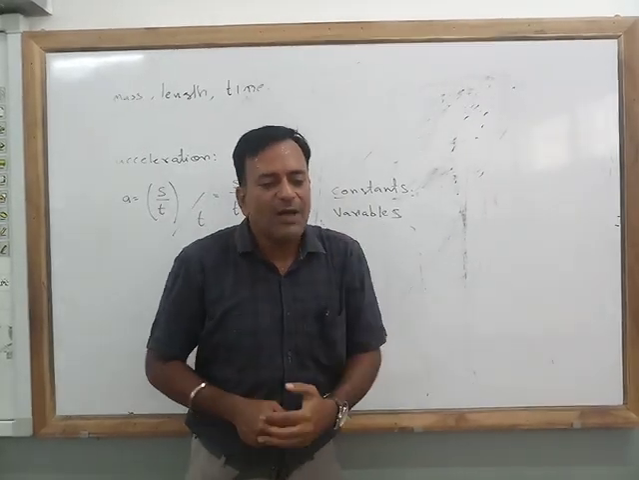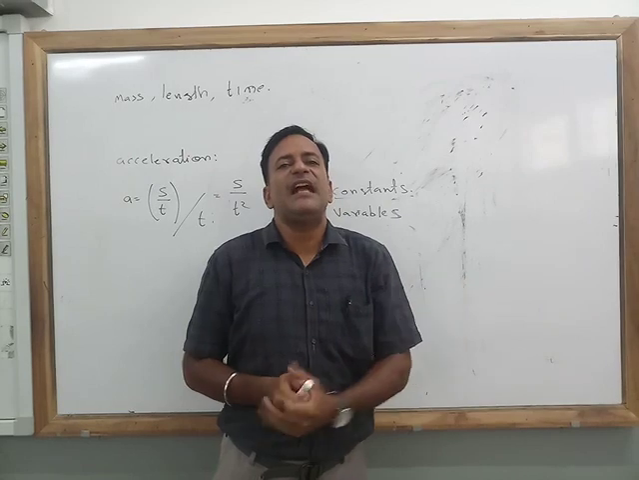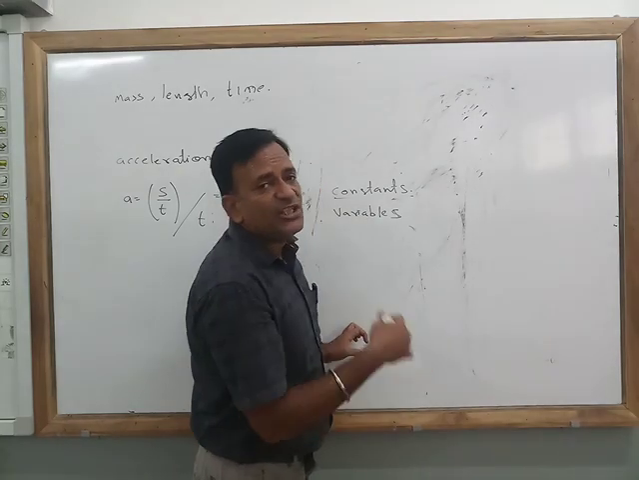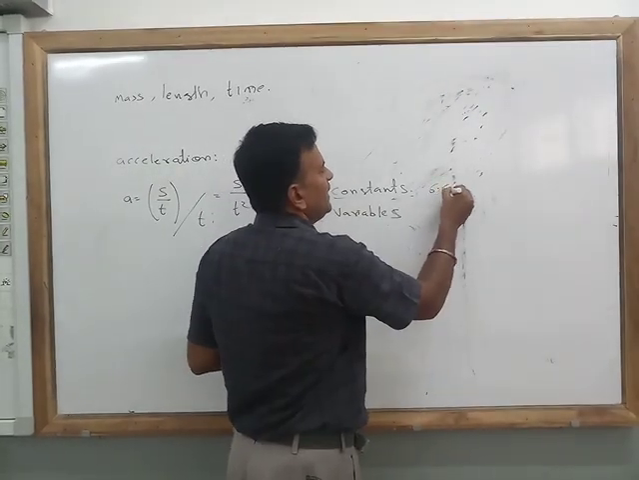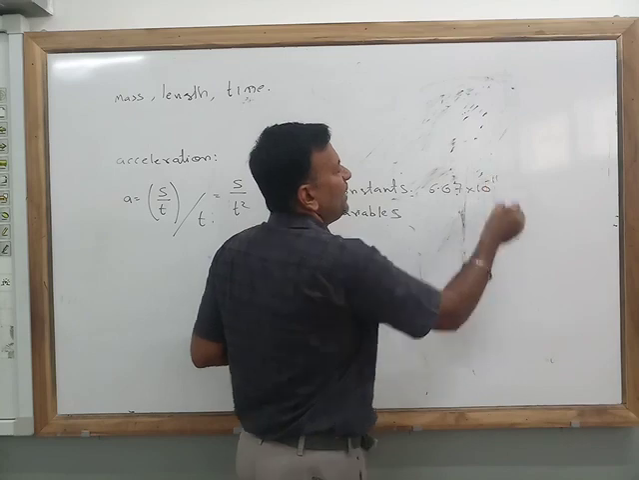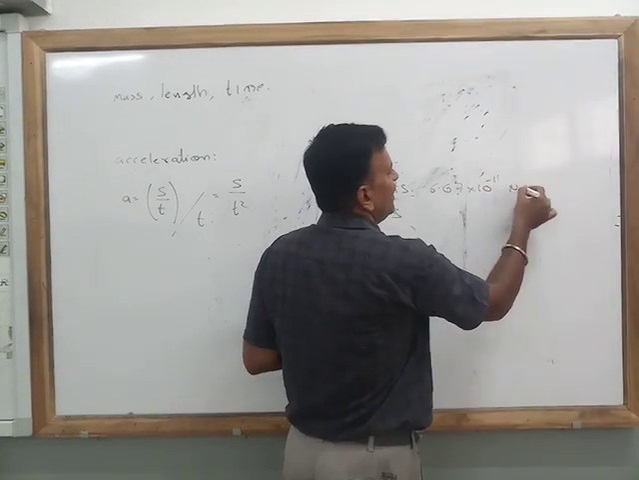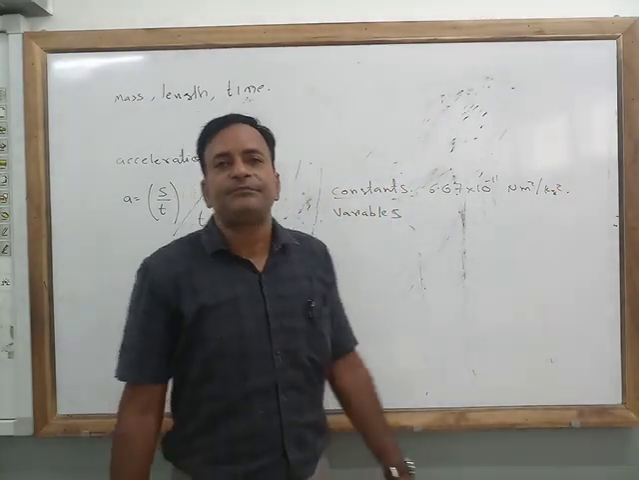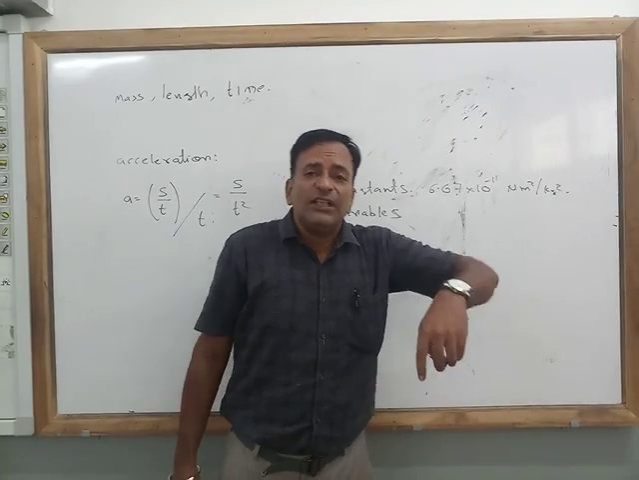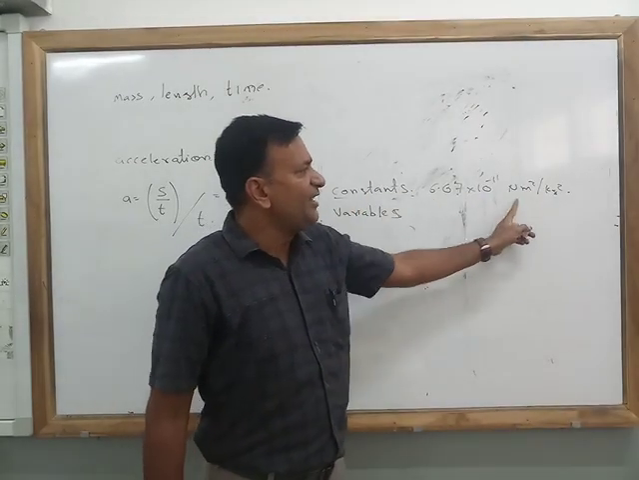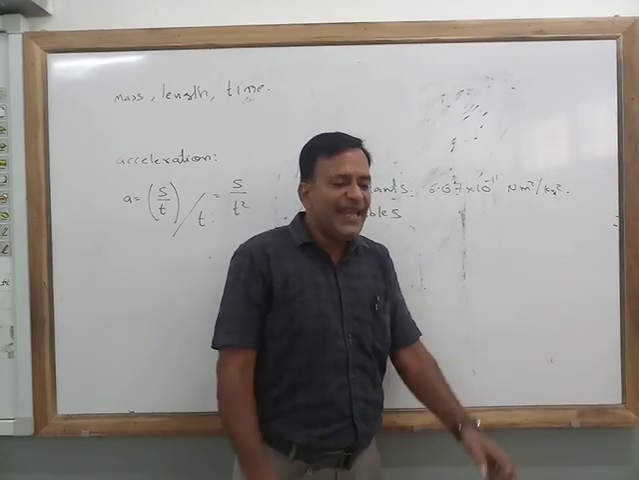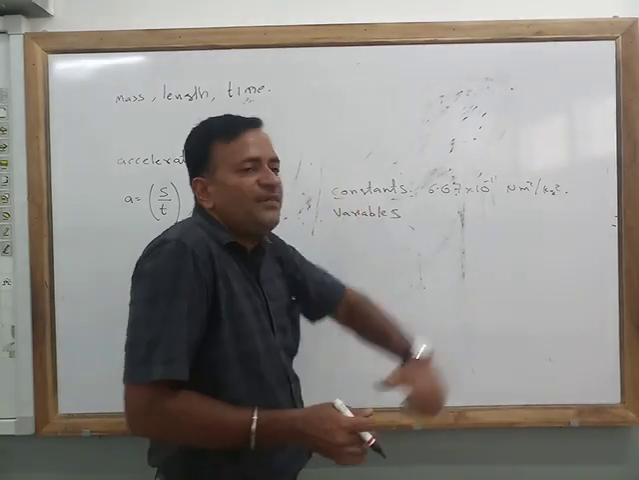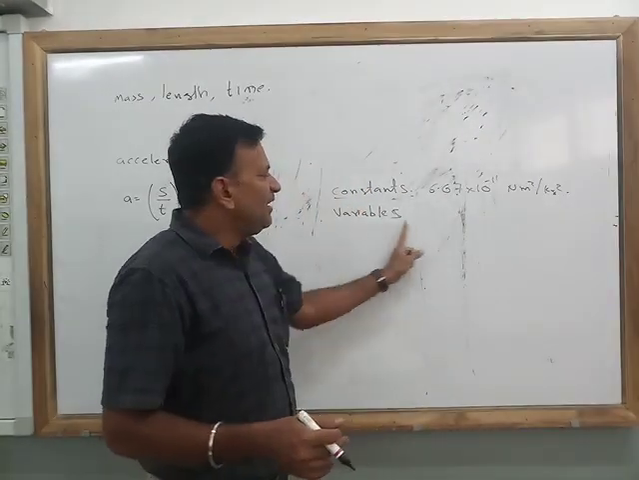Okay, you know about one such constant that is known as universal gravitational constant. What is the value of universal gravitational constant? It is 6.67 into 10 to the power minus 11 Newton meter square per kilogram square. Okay, so the value of this universal gravitational constant remains the same in every part of the universe. So this is what? This is a constant physical quantity. The others are variable physical quantities.